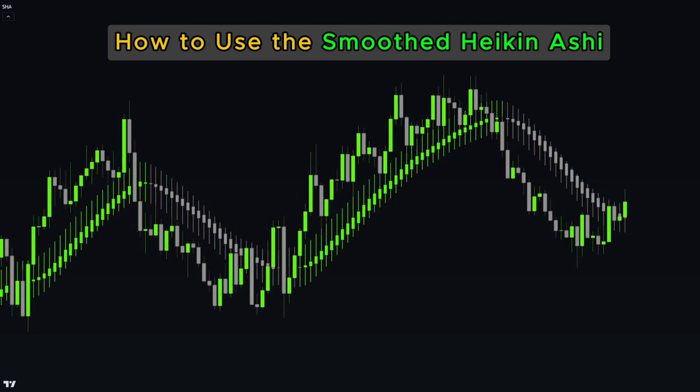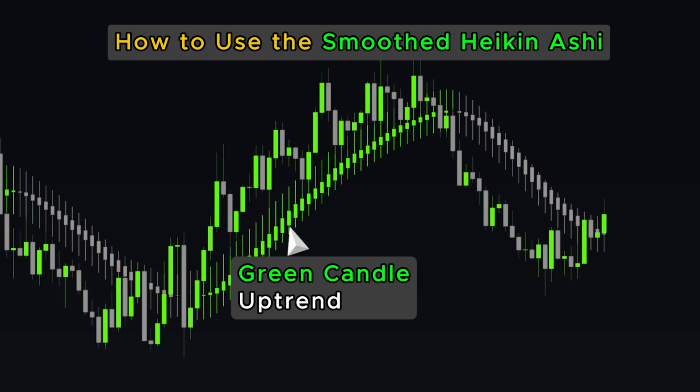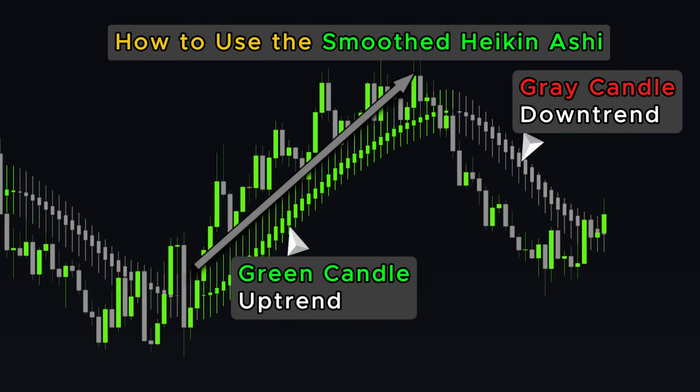How to use the Smooth Heiken Ashi. So, the way traders could analyze the market using the indicator is by looking at the Heiken Ashi candles. A green candle indicates that the price is on an uptrend, while a red candle indicates that the price is on a downtrend. And knowing this, we can also utilize these colored candles to identify signs of reversals.